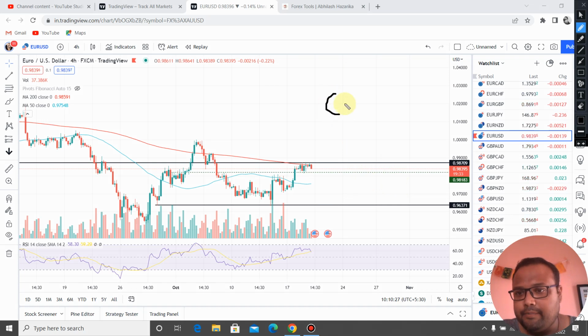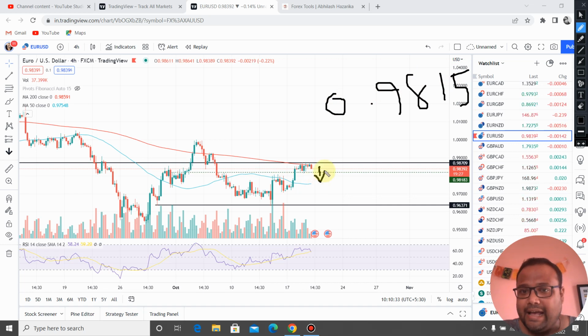In case the market breaks the 0.9815 level, if you see the market breaking this level and going down, and at the same time DXY is also going up, then you can consider taking a sell position. Because DXY is going up, taking support at the 112 level, Euro USD is falling. Then you can go for a fresh sell position below this level.